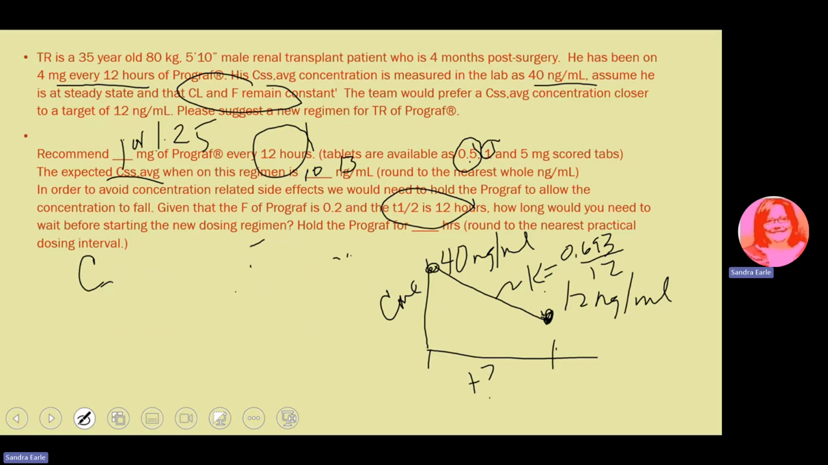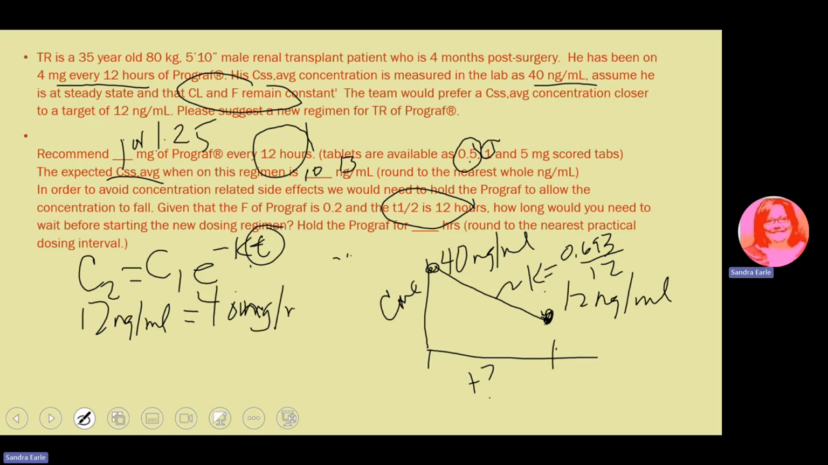So our second concentration is going to be equal to our first concentration times e to the negative kt. T is what we're solving for this time. Our second concentration is 12 nanograms per ml. Our first concentration is 40 nanograms per ml. And then we have e to the negative k, which in this case is 0.693 over 12, times t. That's in hours, right? So now we have to do our algebra.